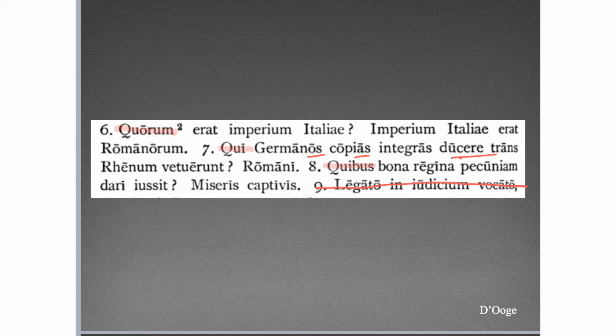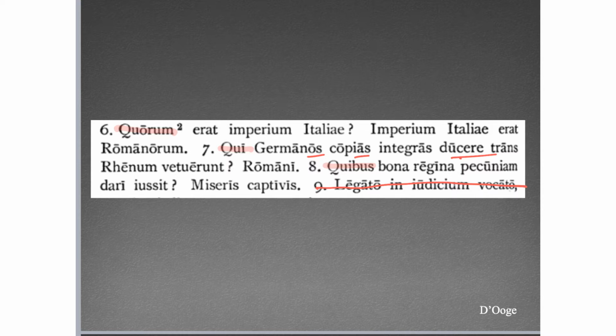All right. So the good queen, bona regina, ordered pecuniam, ordered is iussit, pecuniam, money, dari, know that that's the passive infinitive, to be given. So the good queen ordered money to be given. Now that's the sentence version, right? But we need a question and we need to work in that quibus.